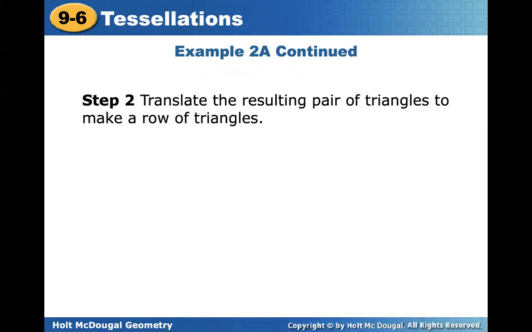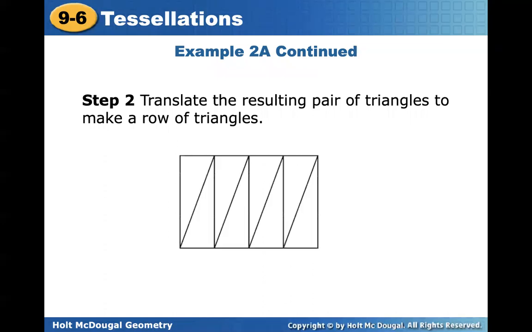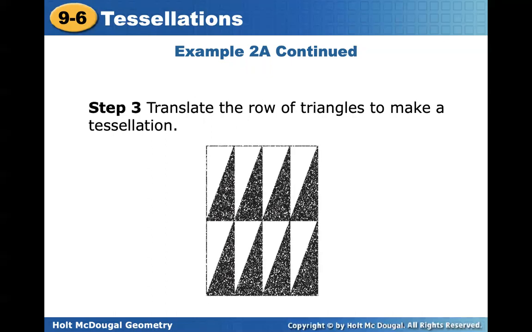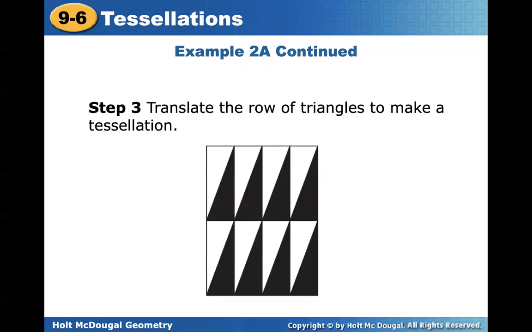Translate the resulting pair of triangles to make a row. So now I'm going to turn that into a row. And then I'm going to translate the row of triangles to make a tessellation. So now I'm going to translate that down to here. And then I'm going to create a second row of triangles. And I make essentially a tessellation. So I copy one figure and then translate it to make rows.